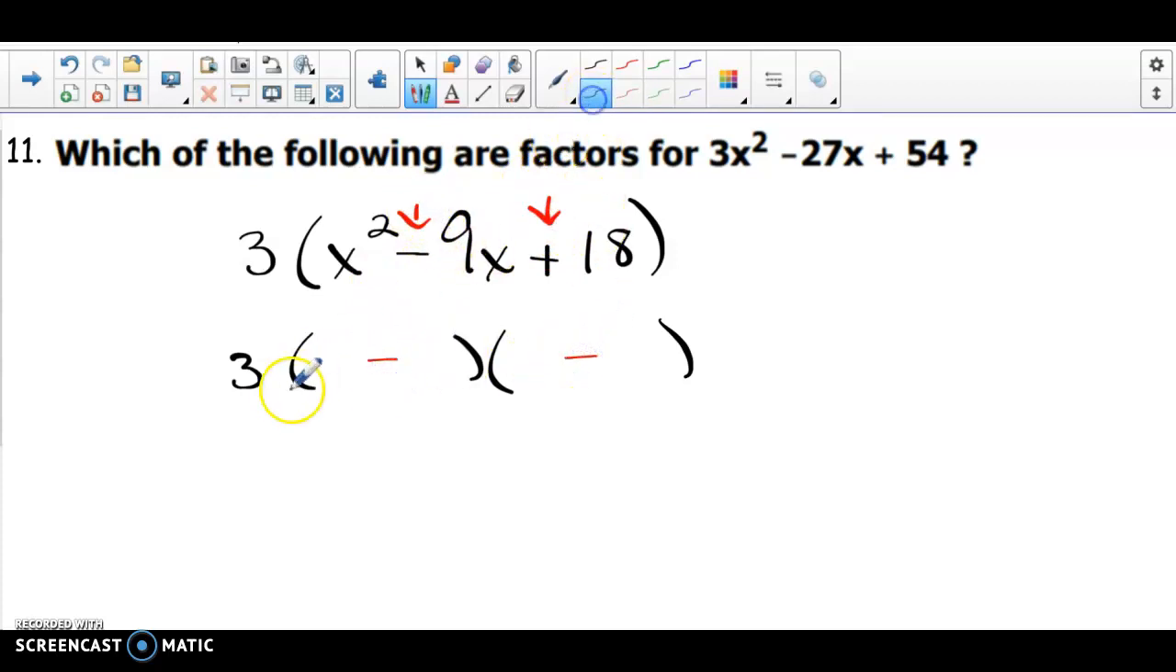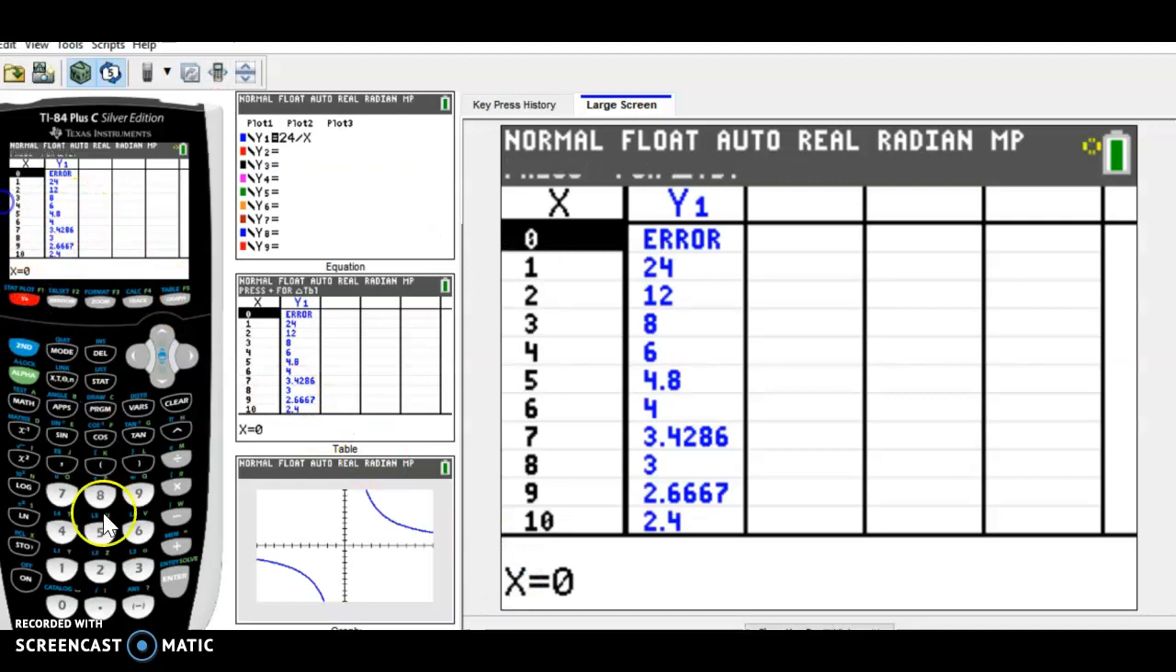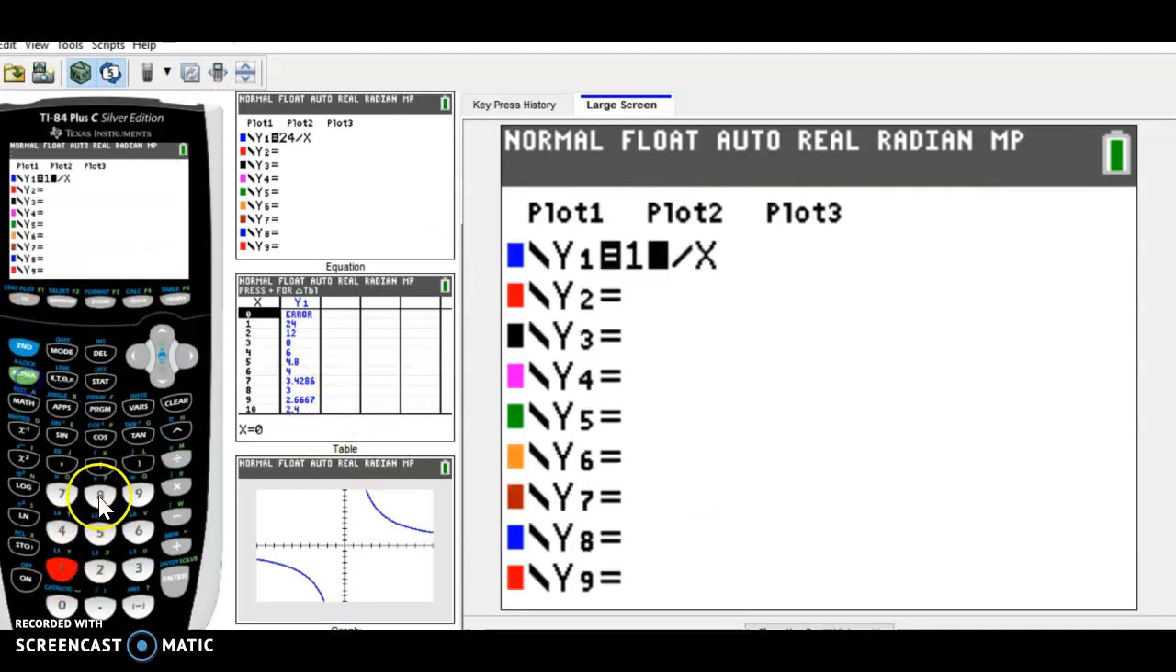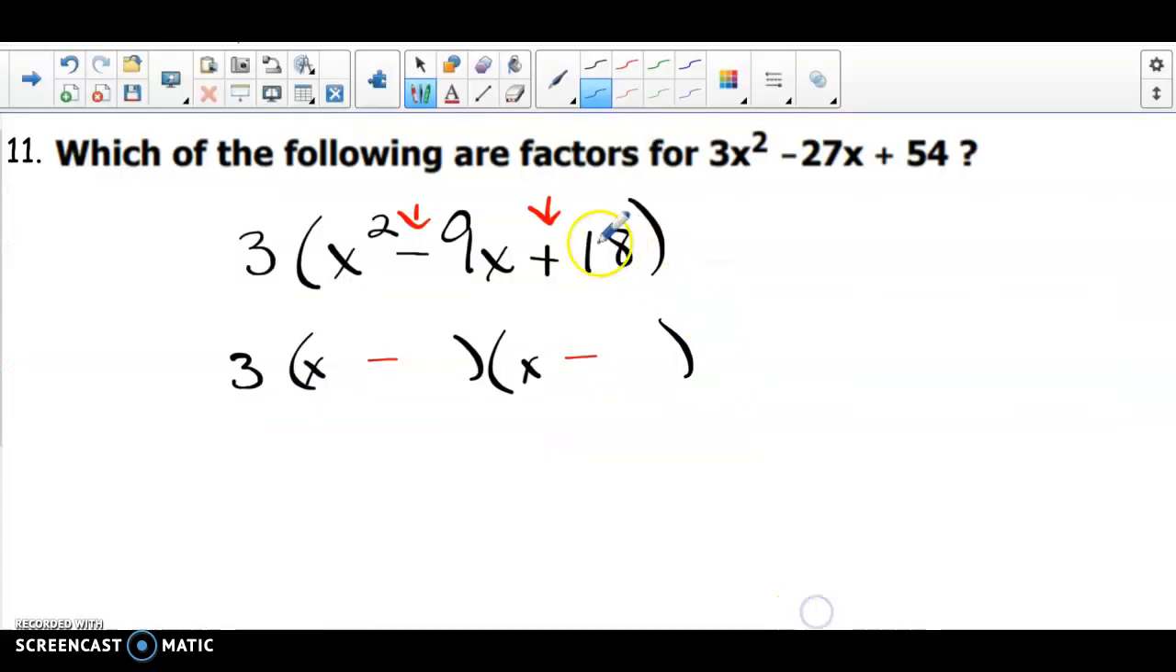Only factors of x squared are x and x. What are some factors of 18? Well, if we don't remember, we can go back here. We can type in 18 and go to second graph. What 2 factors of 18 can we add together to get 9? 3 and 6. So I have a negative 3 and a negative 6. Now it's factored.